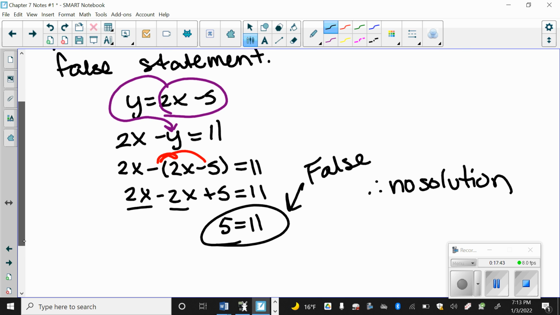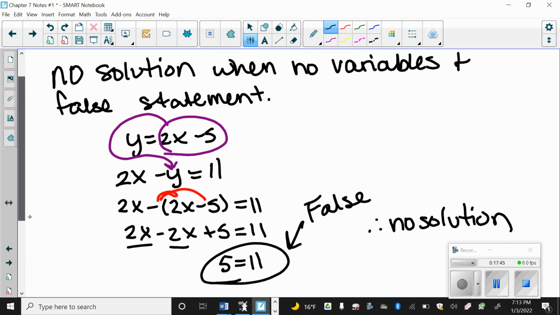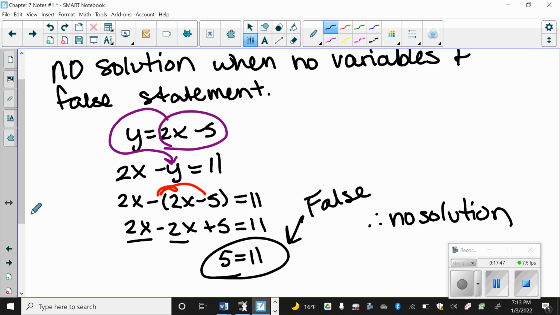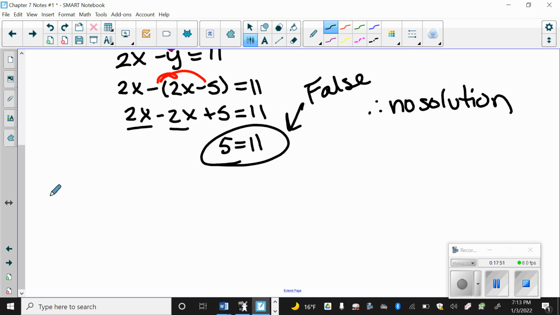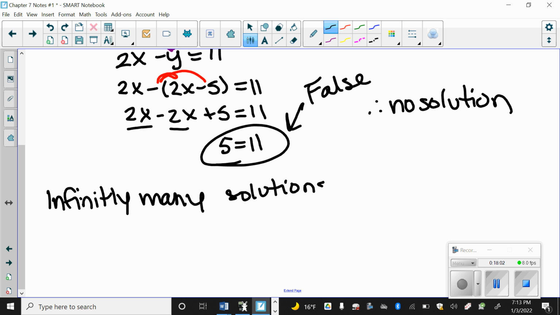Therefore, this is no solution. The other situation, and again, if you need to pause to write this down, please do so. The other situation is infinitely many solutions. Infinitely many solutions happens when you have no variable and a true statement.